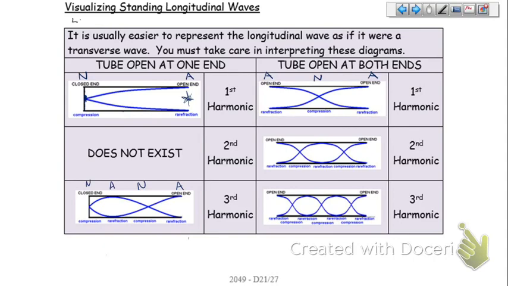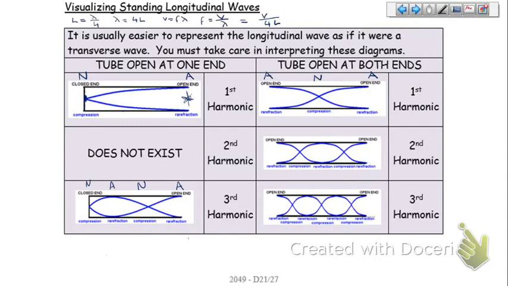So L is equal to, how much of a lambda is this? It's going to be lambda over 4, isn't it? It's a quarter of a wavelength. So lambda is equal to 4L. And if I know that V is equal to F lambda, then F is equal to V over lambda, which equals V over 4L. Remember that, okay?